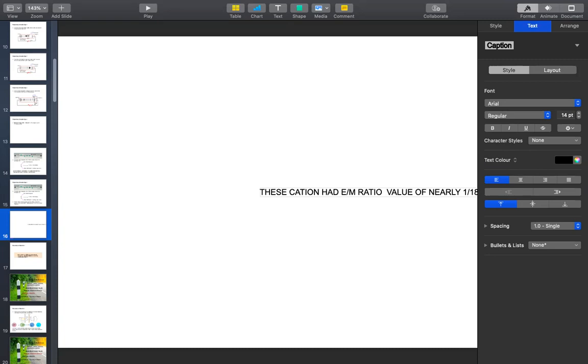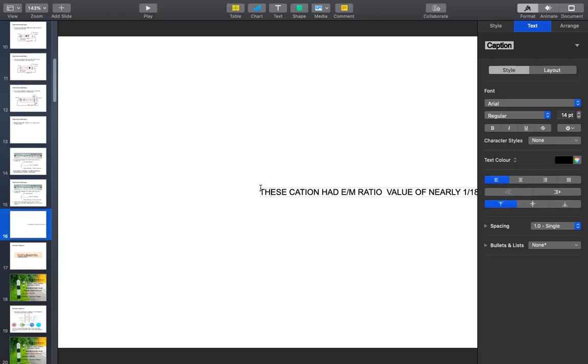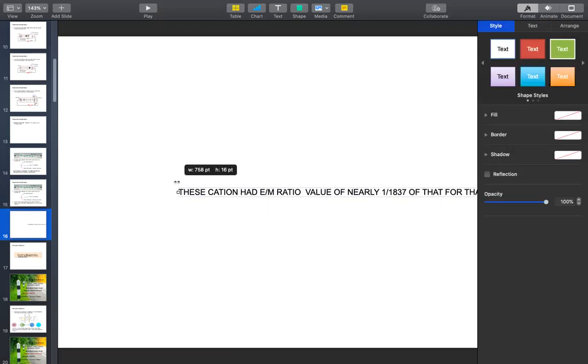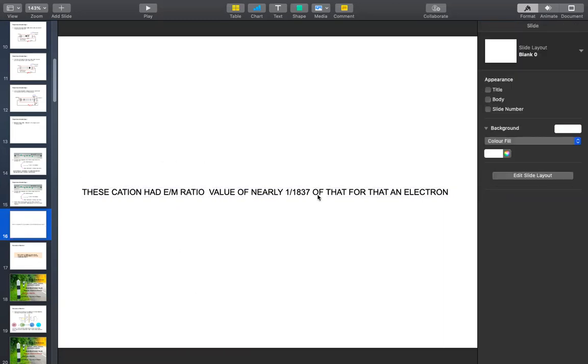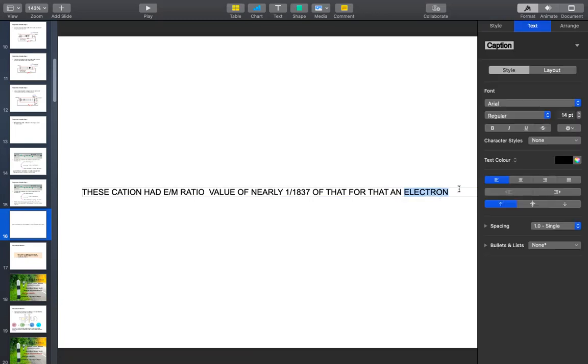Now tell me, what does this mean? Can anyone tell me what does this mean? These cations had an e by m ratio value nearly 1 by 1837 of that of an electron. What does this mean?